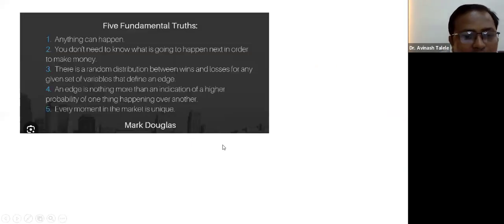And from the master himself, Mark Douglas, there are always 5 fundamental truths, no matter what system or what accuracy you are following. You should always keep this in mind. I have kept this as a sticker in my room. Anything can happen. You don't need to know what is going to happen next in order to make money. There is a random distribution between wins and losses for every given set of variables that defines an edge. This is true not just for retailers, even for institutions. The edge is nothing more than an indicator of a higher probability of one over the other, and every moment in the market is unique.